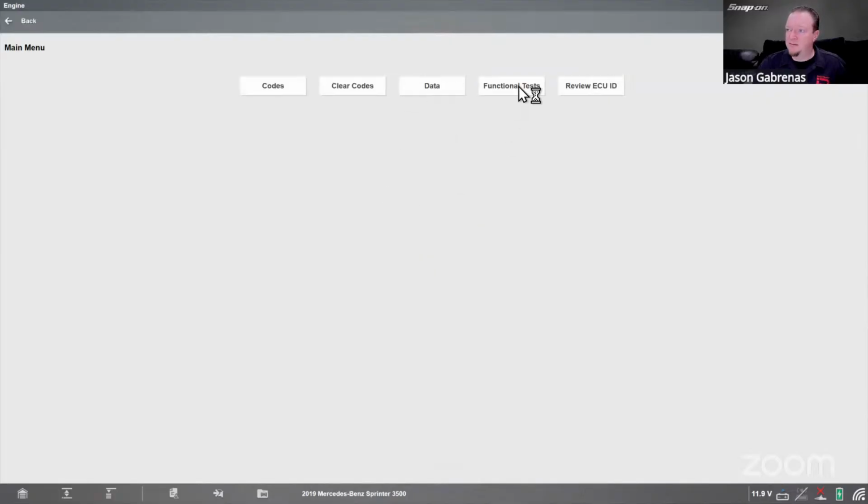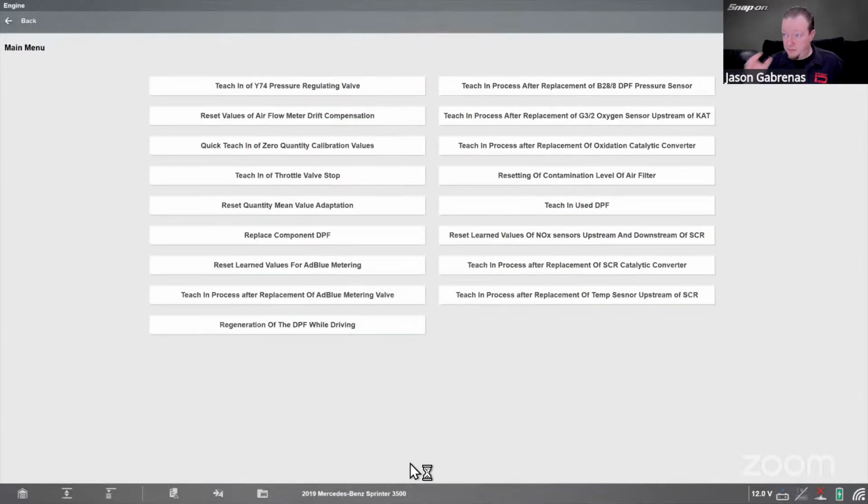So that one, functional tests, special functions. So adaptations. There is a teaching process after replacement of the DPF pressure sensor. Let's see, oxygen sensor. Yep, that's part of emissions possibly. Replacement of oxidation catalytic converter. Let's see. Use DPF, replace DPF. Reset learn values of NOx sensors upstream and downstream. So if you replace a NOx sensor on this, you need to reset it.